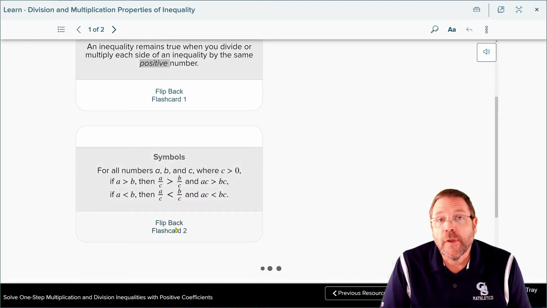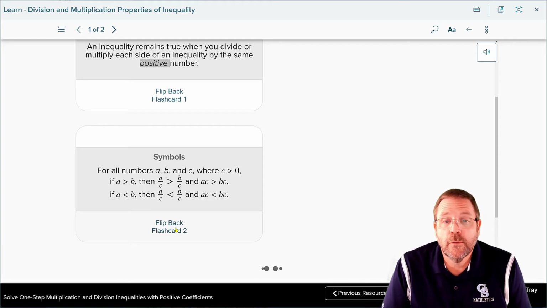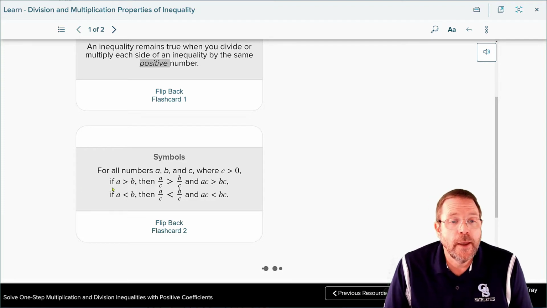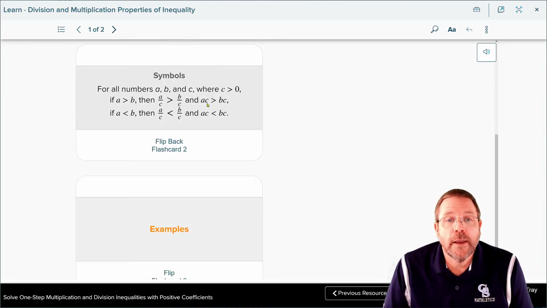For all numbers a, b, and c, where your c value is greater than 0 because c is your denominator. Okay, remember in that denominator you can't have a 0. If a is greater than b, then a divided by c is going to be greater than b divided by c. If a is less than b, then a divided by c is going to be less than b divided by c. Likewise, a times c is greater than b times c, and a times c stays less than b times c.